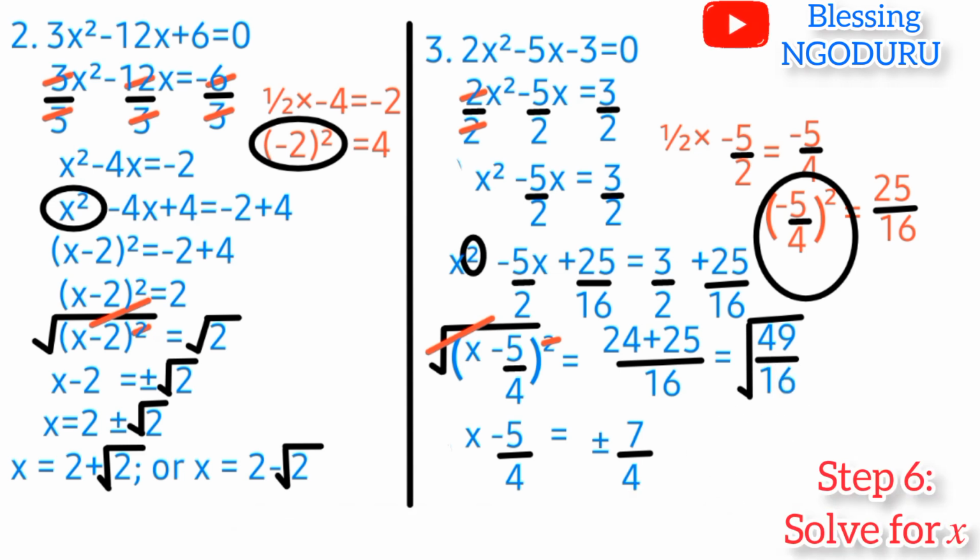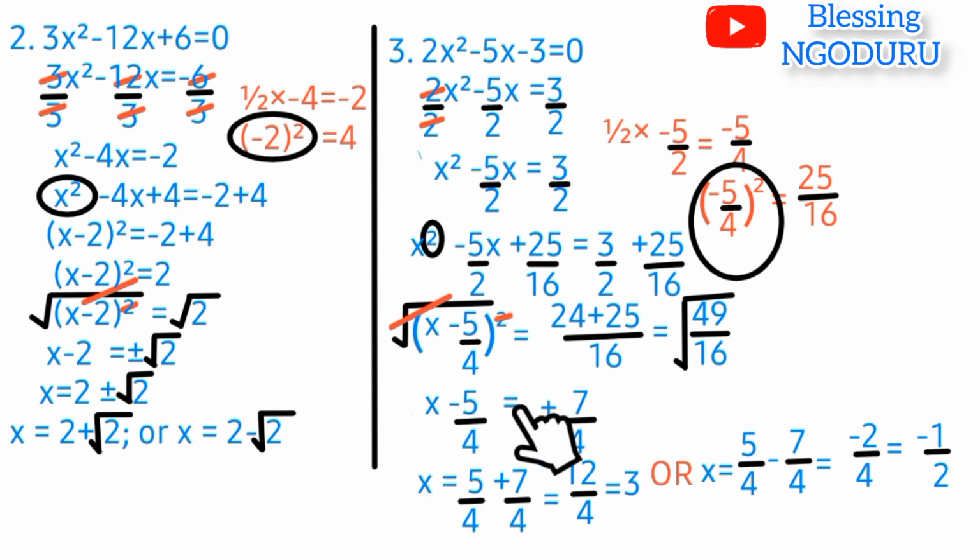Now let's solve for x. To solve for x, x will be equal to, taking minus 5 over 4 to the right hand side, it becomes positive 5 over 4 plus 7 over 4. 5 over 4 plus 7 over 4 gives 12 over 4. 12 divided by 4 gives 3. So either the value of x is equal to 3, or x will be equal to, when minus 5 over 4 crosses the equal sign, it becomes 5 over 4 minus 7 over 4. 5 over 4 minus 7 over 4 gives minus 2 over 4, and minus 2 over 4 is equivalent to minus 1 over 2. So either the x value is 3 or minus 1 over 2.